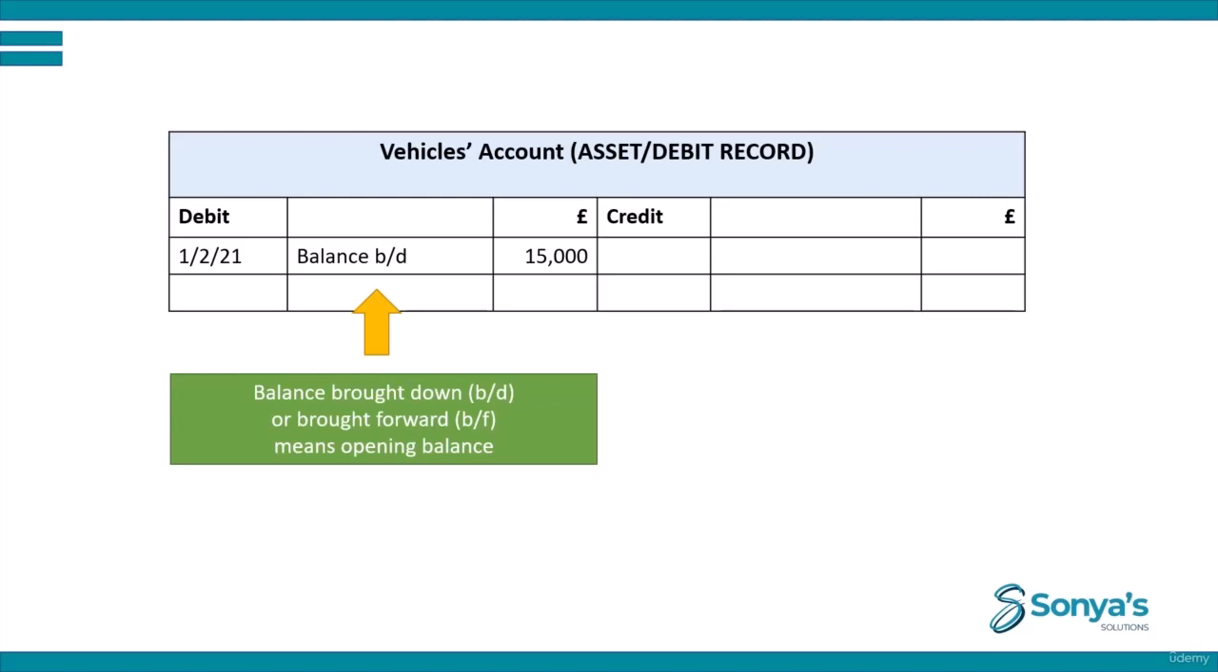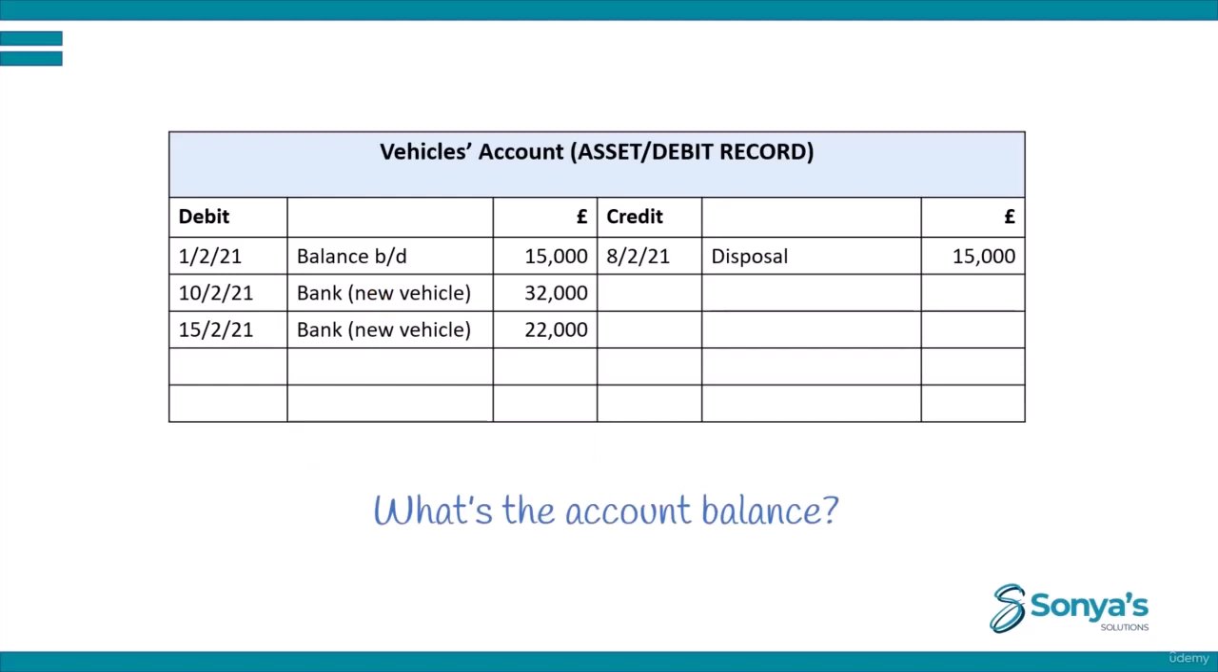In a manual bookkeeping system, a business may balance its accounts at the end of every day, week or month. It depends on the volume of transactions. Let's read this account before we look at how to balance it. The opening balance tells us that the business's vehicles cost £15,000. On the 8th of February, the business sells the vehicle and it's removed from the account. 2 new vehicles are purchased on the 10th and the 15th of February.